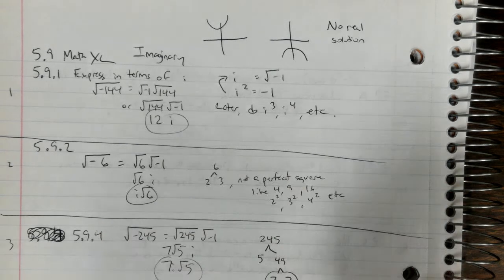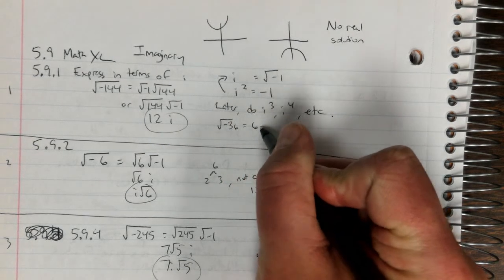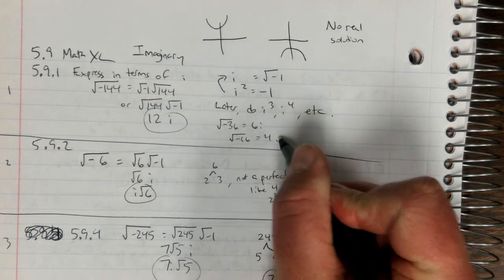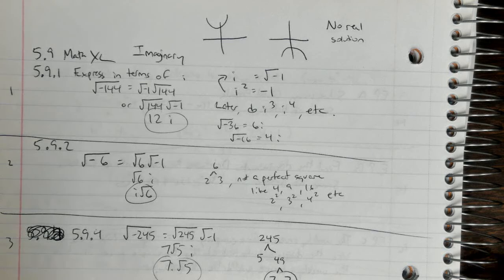So you'll get the hang of these. If you do the square root of -36, that would be 6i. The square root of -16 would be 4i. And so forth. So that's the basic idea.